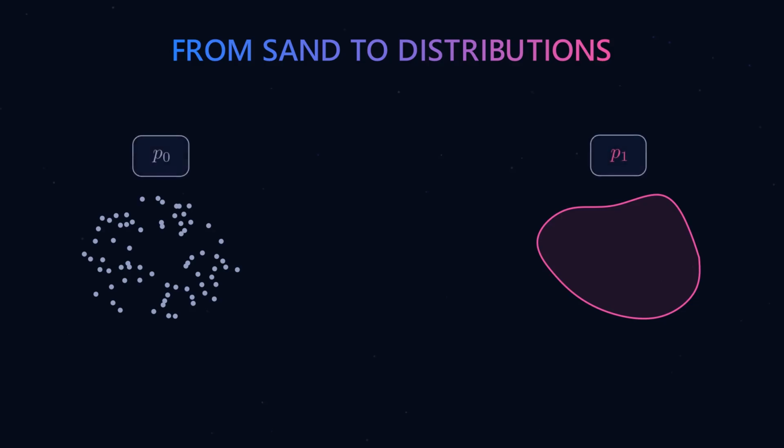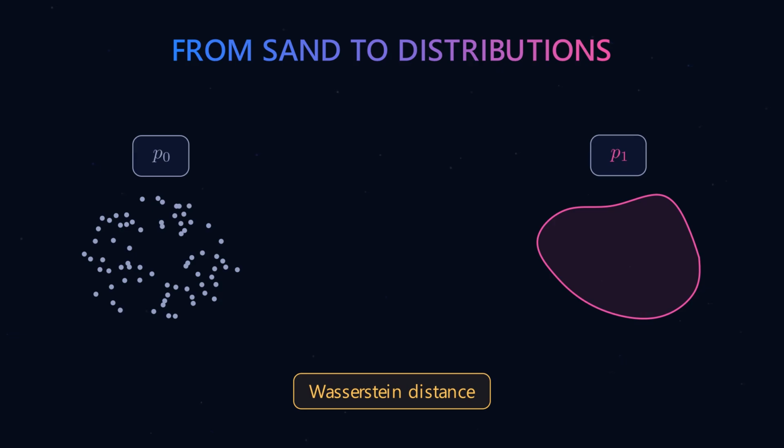Now swap the physical metaphor for the statistical one, because that's the form generative AI actually cares about. The pile of sand is a probability distribution. Call it P0, simple noise, usually a Gaussian. The hole is another probability distribution, P1, the distribution of real images, impossibly complex and high-dimensional, but still, mathematically, just a distribution. Optimal transport asks for the cheapest way to reshape one distribution into the other.